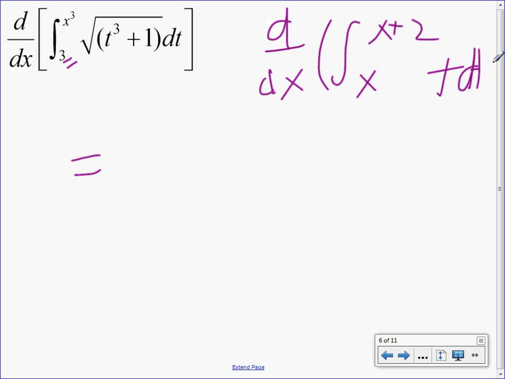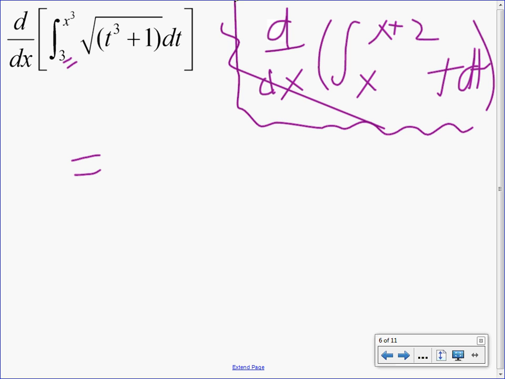Because you do have something like this in your homework. If you have something like this, you would actually have to perform the integration and then take the derivative, because both limits of integration have to do with x. So you would integrate that to 1/2 t squared and do the first fundamental theorem of calculus, plug in x plus 2 minus plug in x, and then work back. Okay?